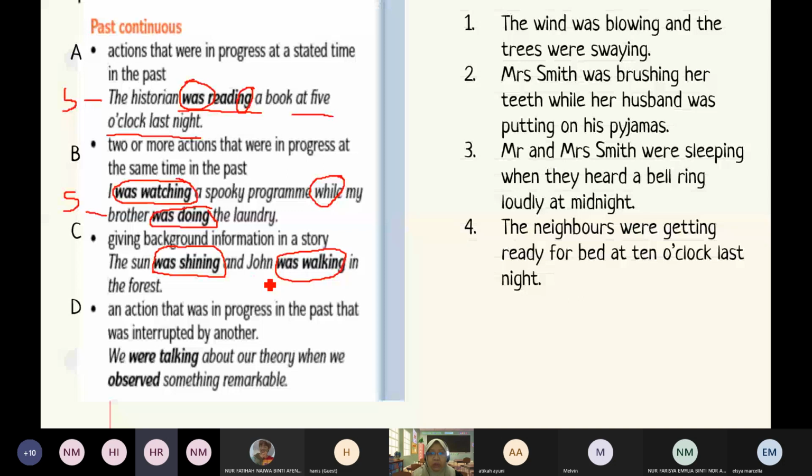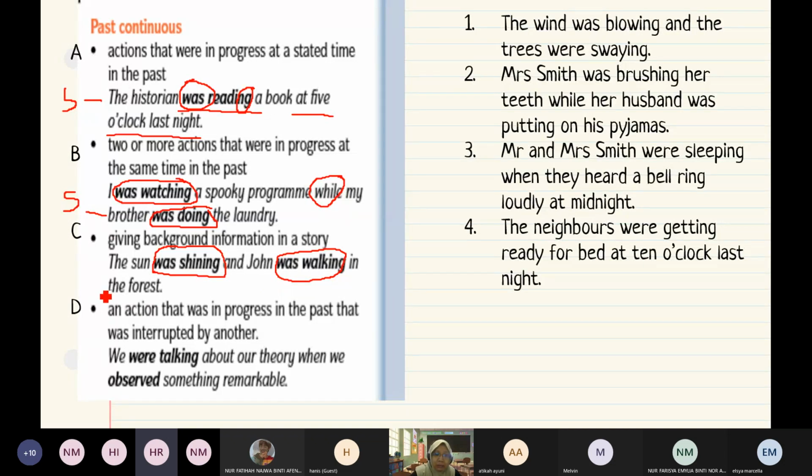Okay, you use past continuous for an action that was in progress in the past that was interrupted by another. Okay, ini pula awak kena faham di ada 2 perbuatan. Salah satu perbuatan dia telah mengganggu ataupun dia interrupt perbuatan pertama awak. For example, in this sentence, we were talking about our theory when we observe something remarkable.